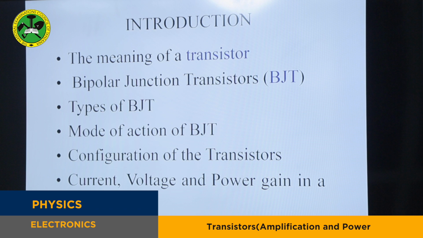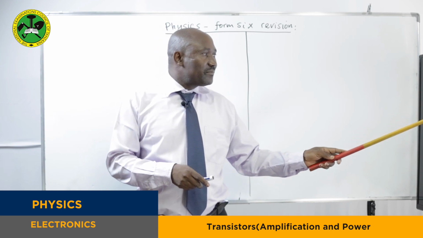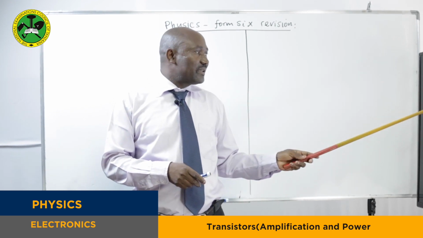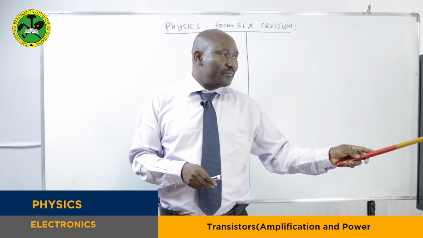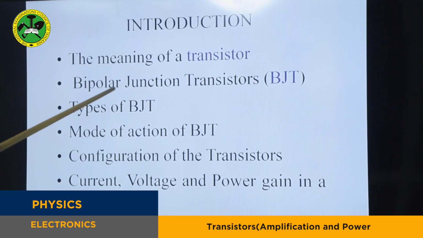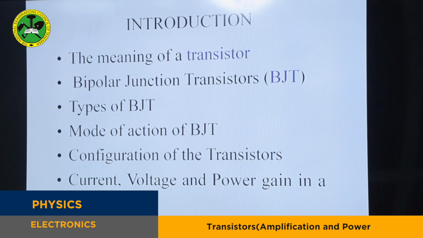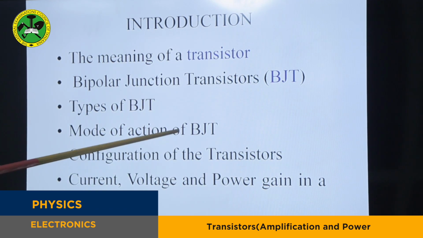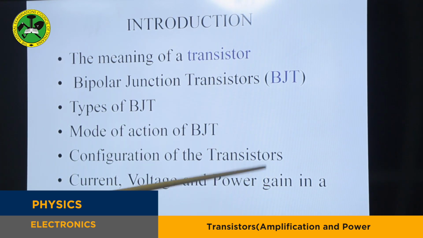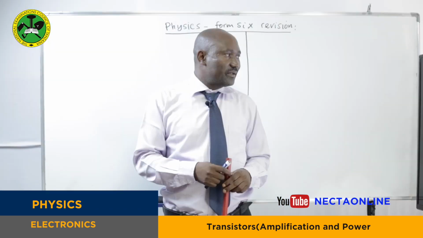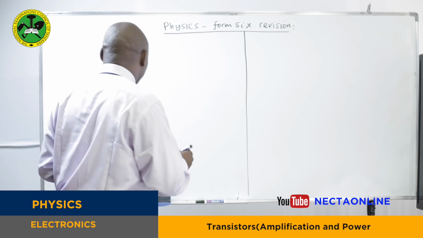But before we discuss amplification and power gain, we're going to see what we mean by the word transistor, and what the types of bipolar transistor are, which are given the name BJT, bipolar junction transistor. What are the types? And how do these transistors operate? The mode of action of a transistor. Now, what are the configurations of the transistors? And lastly, we shall be able to find the current, voltage, and power gain of a transistor, which is the main subtopic of today. Now, let's start from the transistor itself.